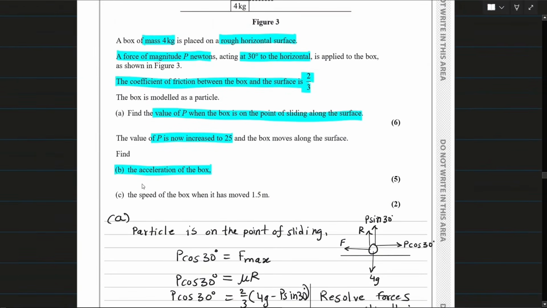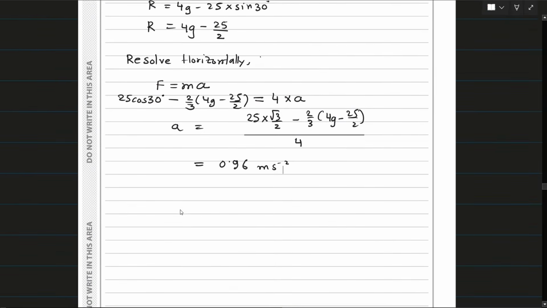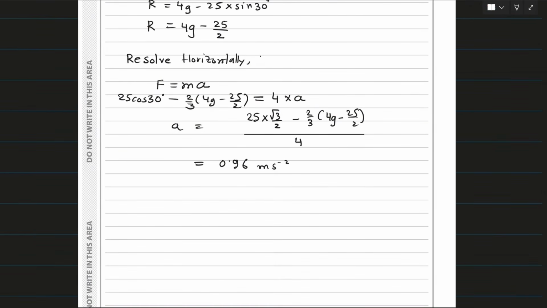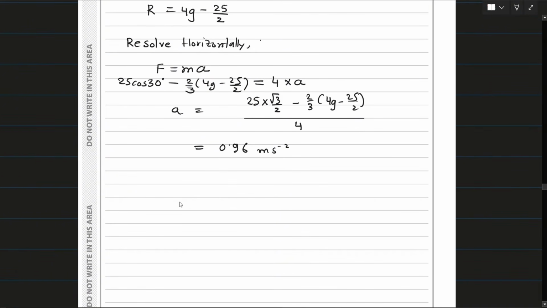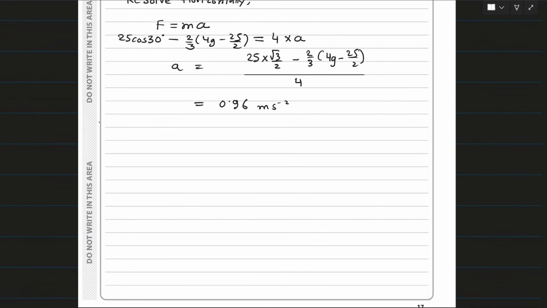For part C, we see that we have to find the speed of the box when it has moved 1.5 meter. So we now know the acceleration of the box. As there is acceleration of this box, its speed will increase each second. So after traveling 1.5 meter, its speed will be completely different as compared to the start. So we just need to find out the velocity after it has traveled 1.5 meter. Again, in this case, we know that the acceleration is constant. Then as the acceleration is constant, we can find out the final velocity for this particle by using one of the constant acceleration formulas. So let's see.